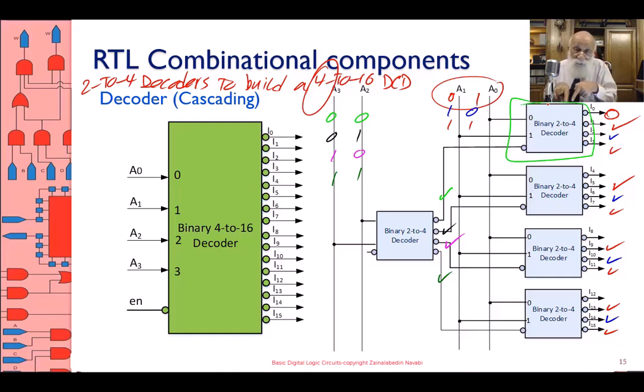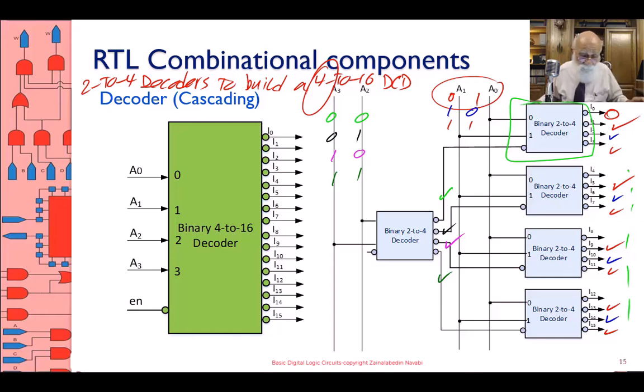What happens to the other 3 below that? The other 3 below that are all having an enable of 1. Enable of 1 means they are not enabled. And therefore, all of these outputs are going to be 1s. Only the upper one, according to A1, A0, that one output is going to be 0. 15 other outputs are all going to be 1s.